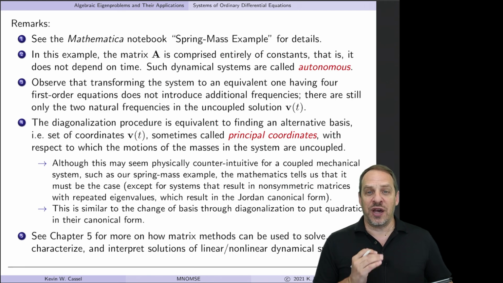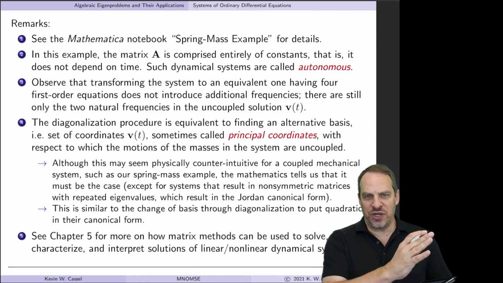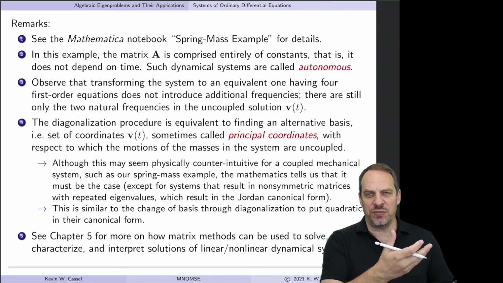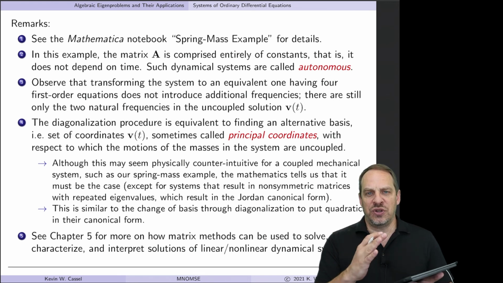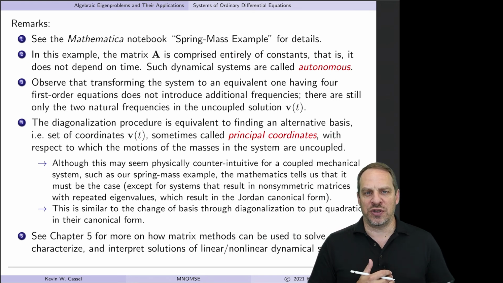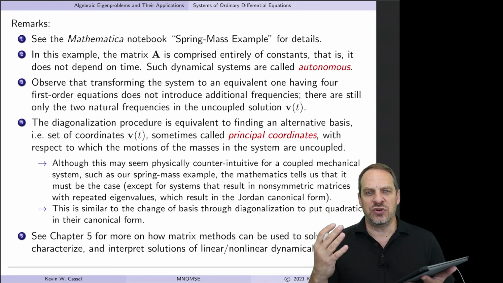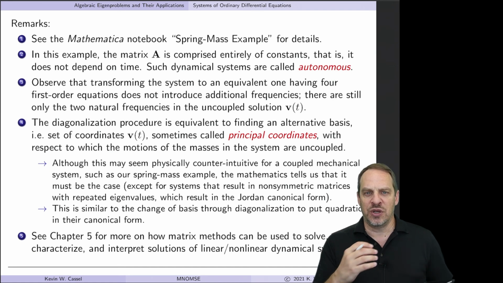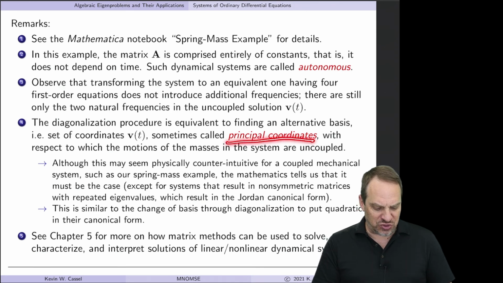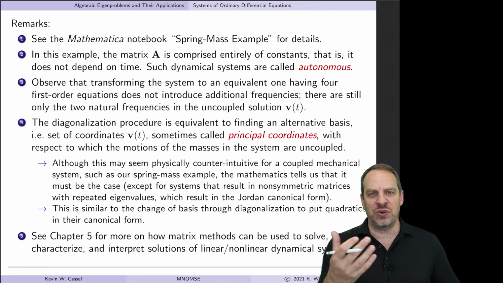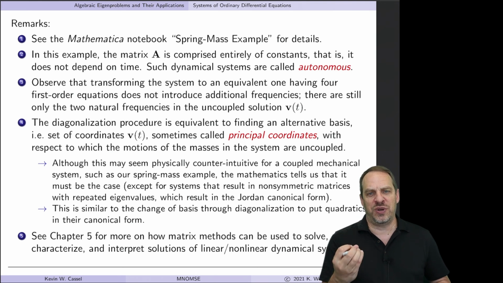However, because we can diagonalize the equations and therefore uncouple them, there's a different set of variables, v1, v2, v3, v4, with respect to which the motion of these masses and springs are all uncoupled. Again, it's a little hard to wrap our minds around that because it's obviously an interconnected, interdependent system. But the math is telling us something about the physics here. And so we need to keep that in mind. So these are called the principal coordinates, these coordinates v1, 2, 3, and 4, with respect to which the system is uncoupled.